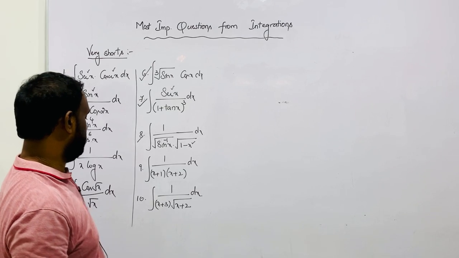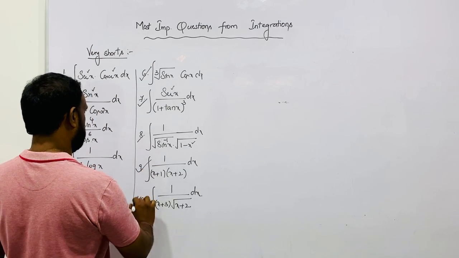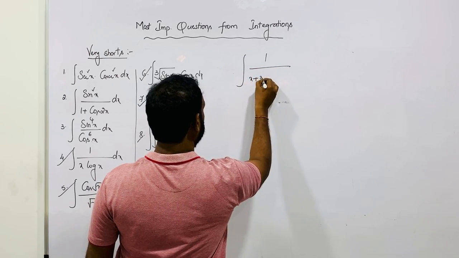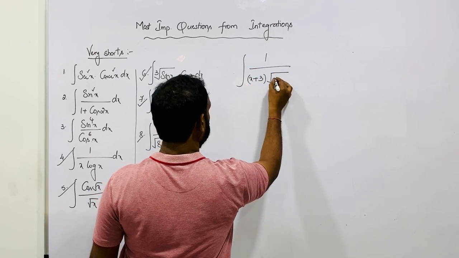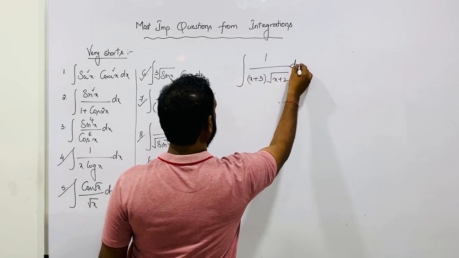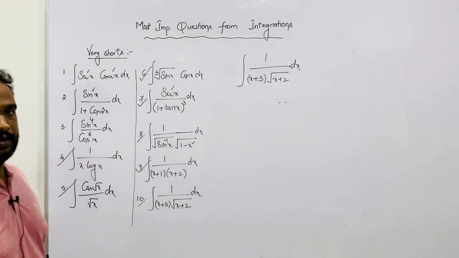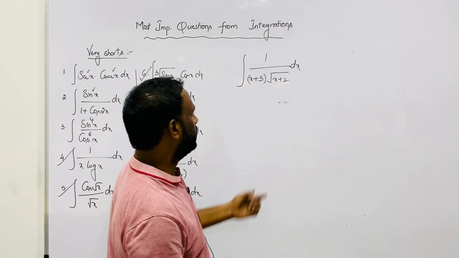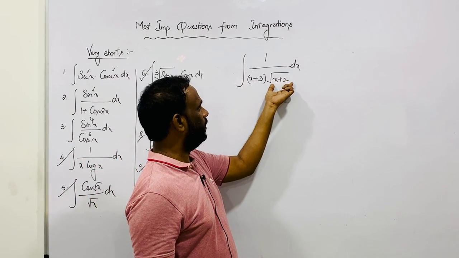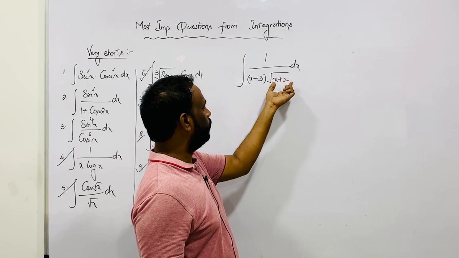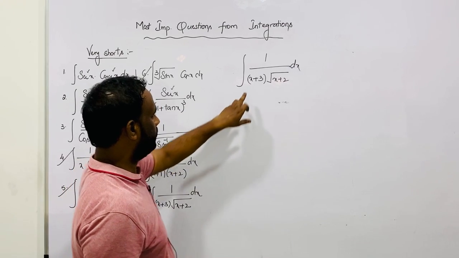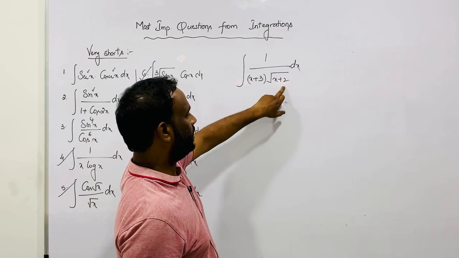Now the last one and the important one. Last one is integral of 1 by x plus 3 into square root of x plus 2 dx, one of the most important models. Here you just check that the term that is present in the square root is always 1 less than the term that is present outside. So it is x plus 3 and it is x plus 2.